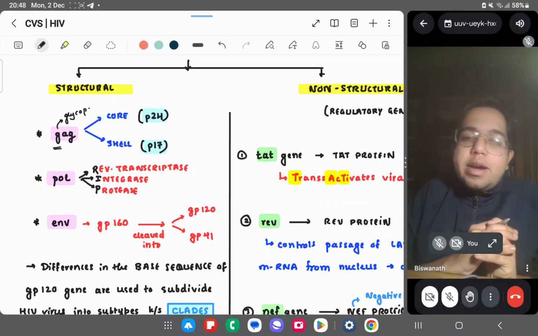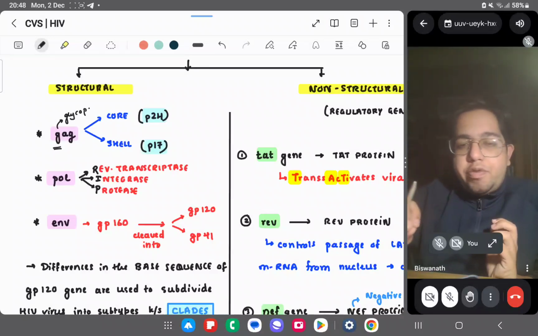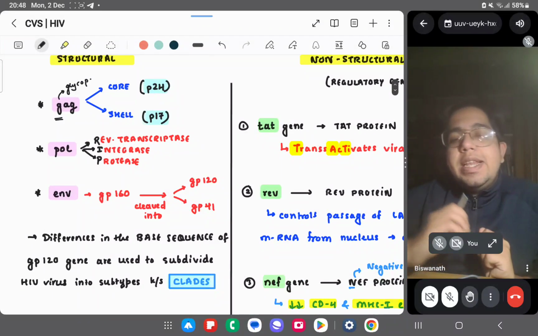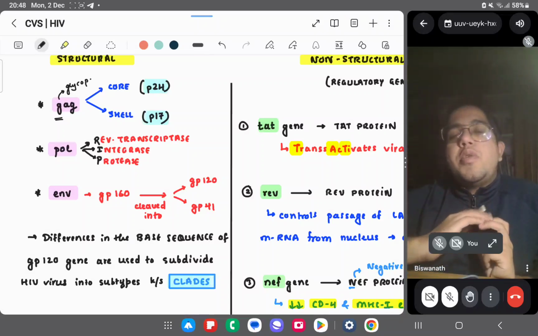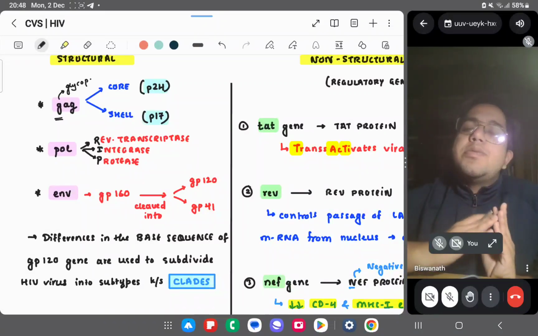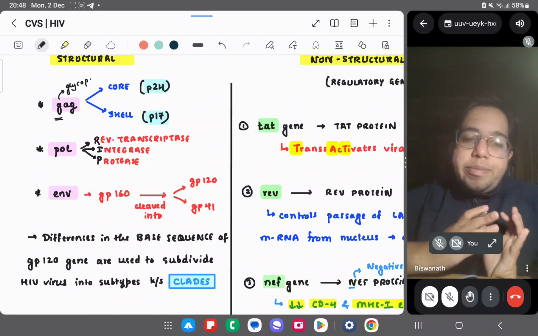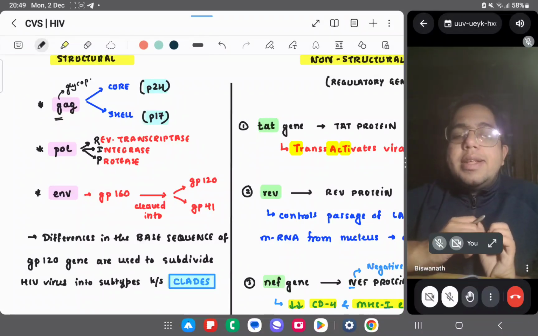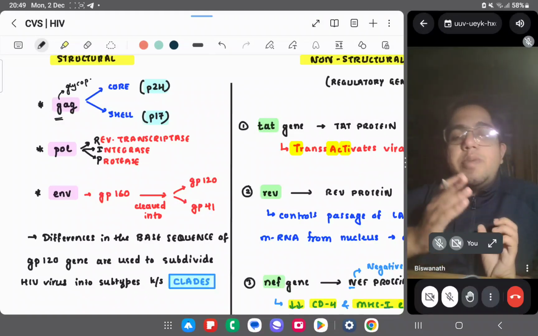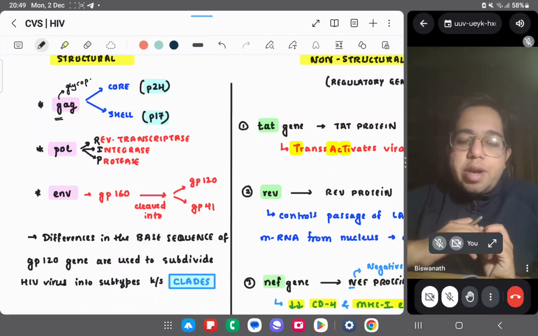GAG is basically forming the proteins, P17, P24. Pol is basically forming the enzymes. So Pol enzymes, right? What are the three enzymes? Integrase, protease, reverse transcriptase, as I told you. And ENV, I was telling a bit earlier, is basically splitting the GP160 into GP120 and GP41, right?